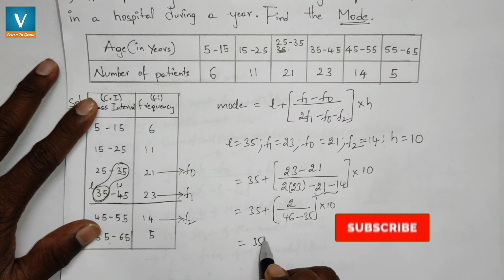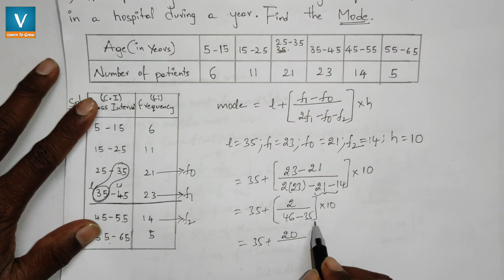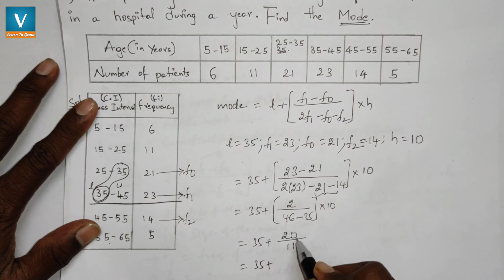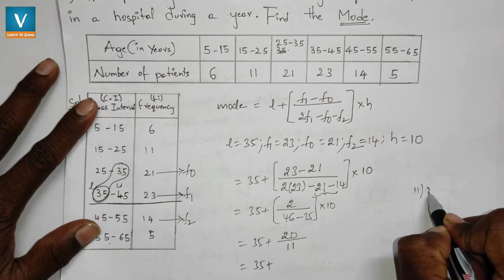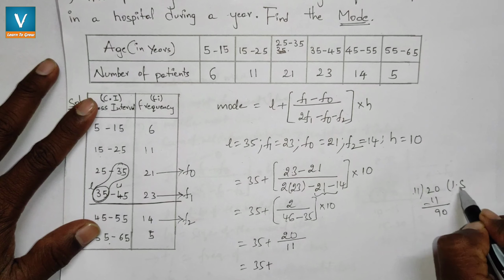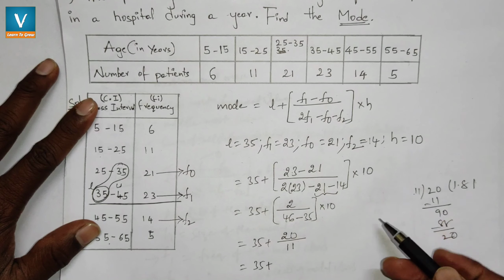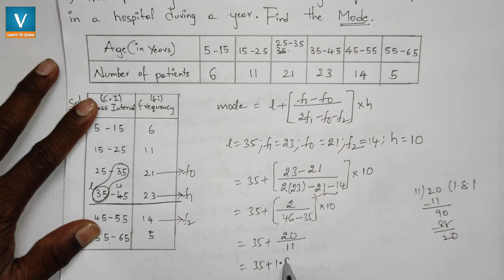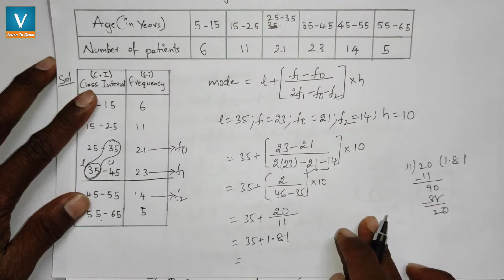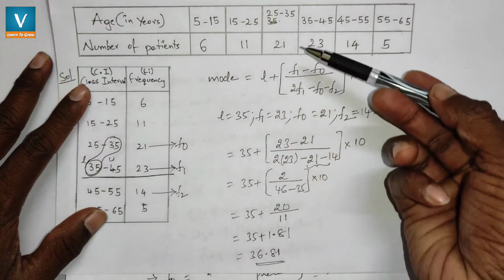Now this equals 35 plus, multiplying 2 times 10 is 20, by subtraction 46 minus 35, which is 11. So this equals 35 plus 20 by 11. Here I am dividing 20 by 11: 11 ones are 11, subtract, we get 9, bring down 0 to get 90, 11 eights are 88, minus gives 2, and so on. So how much did I get here? Approximately 1.81. If you add 35 plus 1.81, the answer is 36.81.